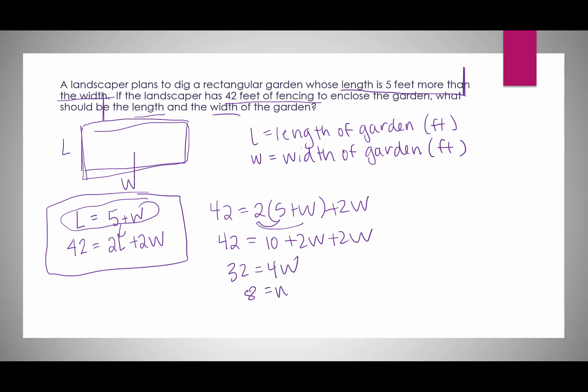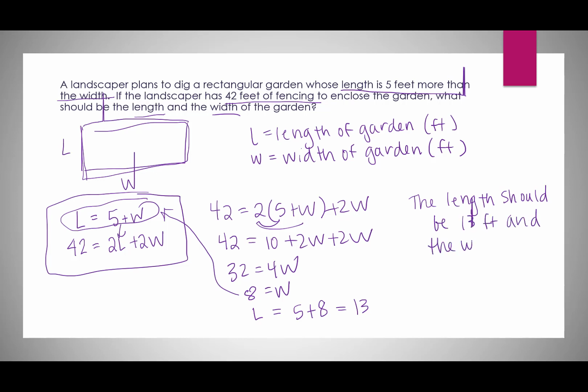And I get W to have a value of 8. If I stick that back in, my length I know is 5 plus my W value, or 13. Let's just check this. I'm going to put a tentative answer here in a sentence. The length should be 13 feet and the width should be 8 feet. And let's just check this, make sure we don't skip that step.